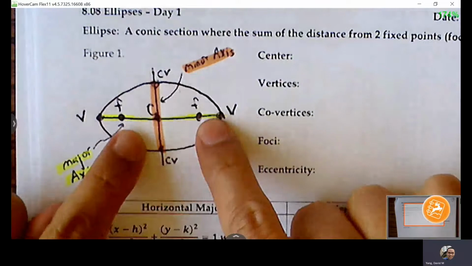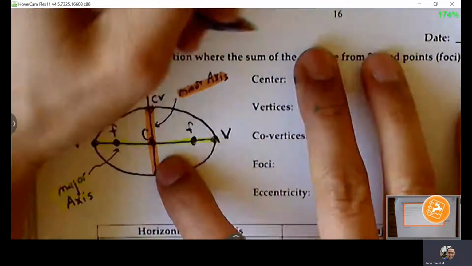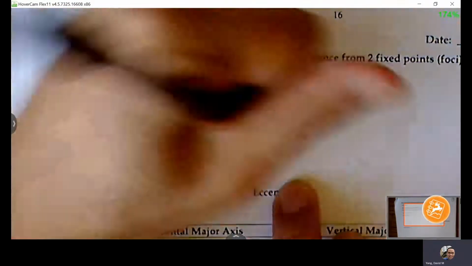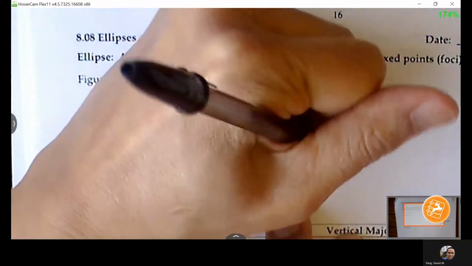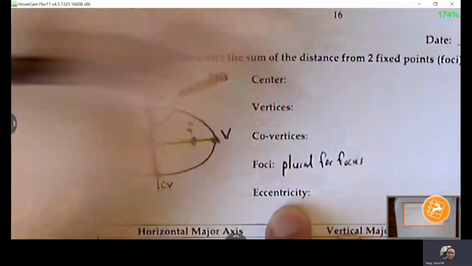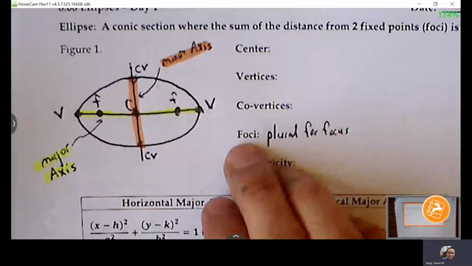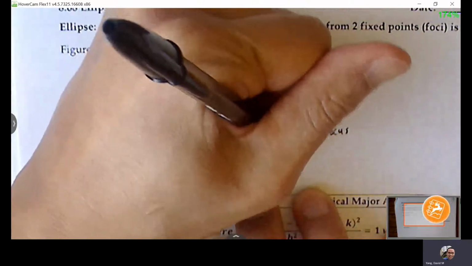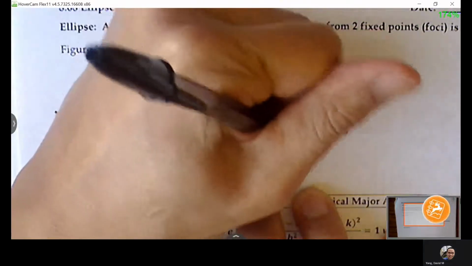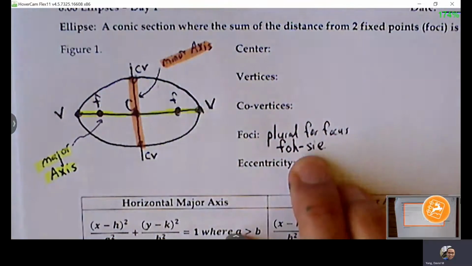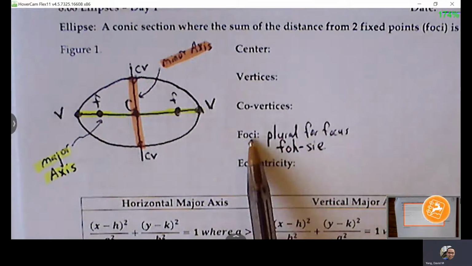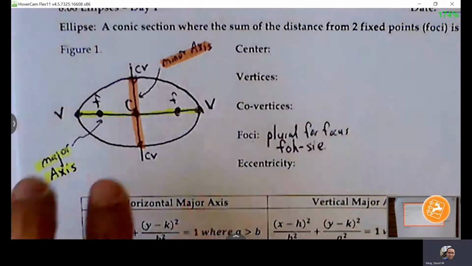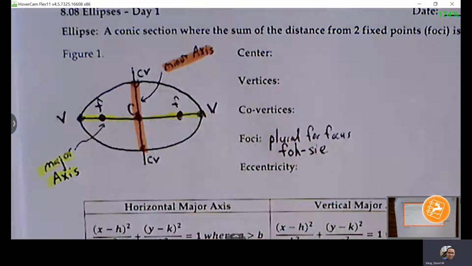Now, notice that we have two focus. And then the plural for focus is foci. A lot of people want to pronounce it with the S, so you pronounce it foci. Right, so you pronounce that C with an S, foci. That just indicates that we're talking about two focuses.